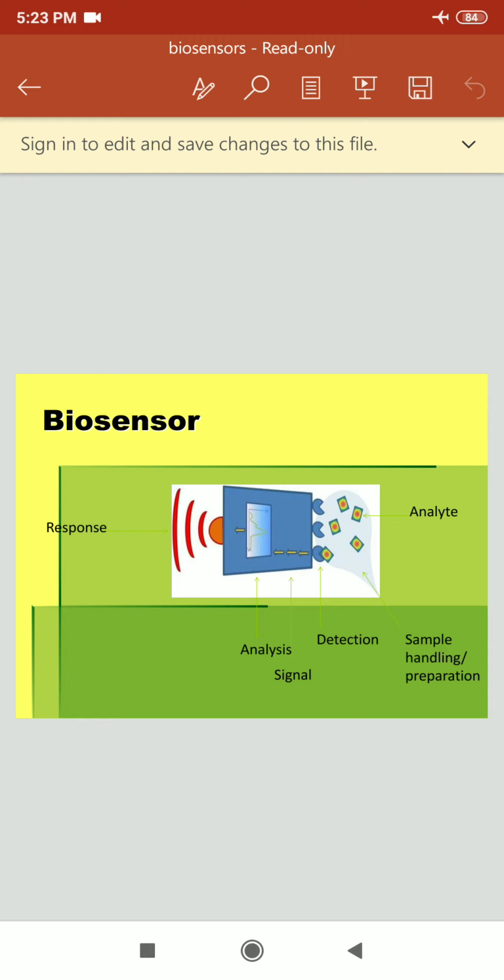So this is the simple mechanism or method to describe the biosensor. First is the sampling, handling, and preparation of samples. We can say analyte. Now the detection process is done via enzymes, antibodies, and so on. This analyte and the particular biosensor bind with each other and give signals. That signal is analyzed in the transducer, and due to electrical field generation, we get the response from that process.